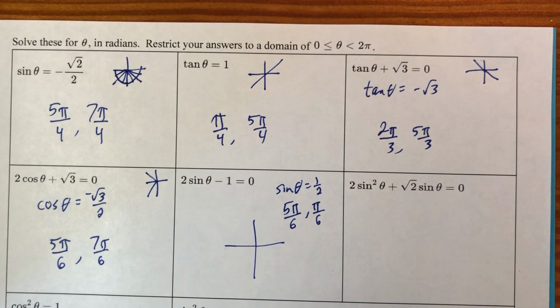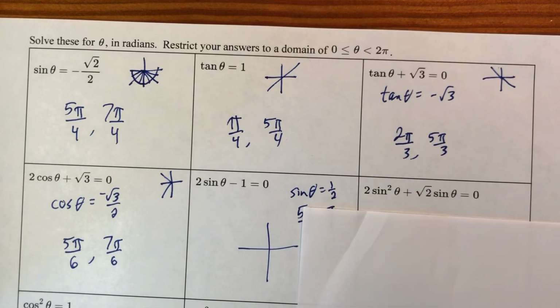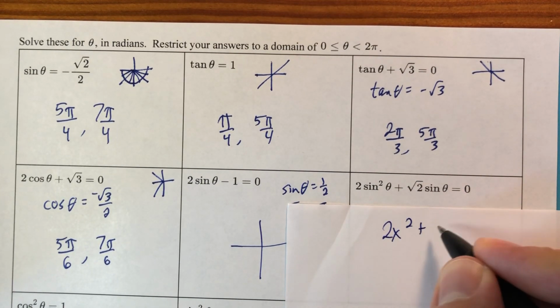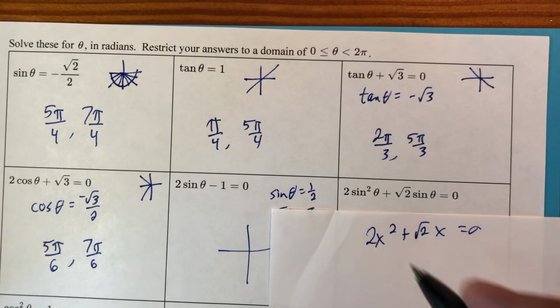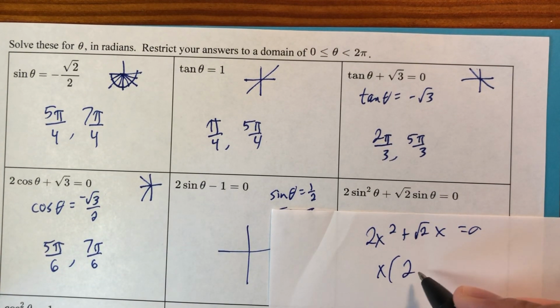All right, now we really start solving. Ha ha ha ha ha, maniacal laughter. This is going to involve factoring, but you've factored before. Like if this said, not what it says, but if it actually said 2x squared plus square root of 2 times x equals 0, you'd say, oh, look, I have a GCF. I'll factor out an x.